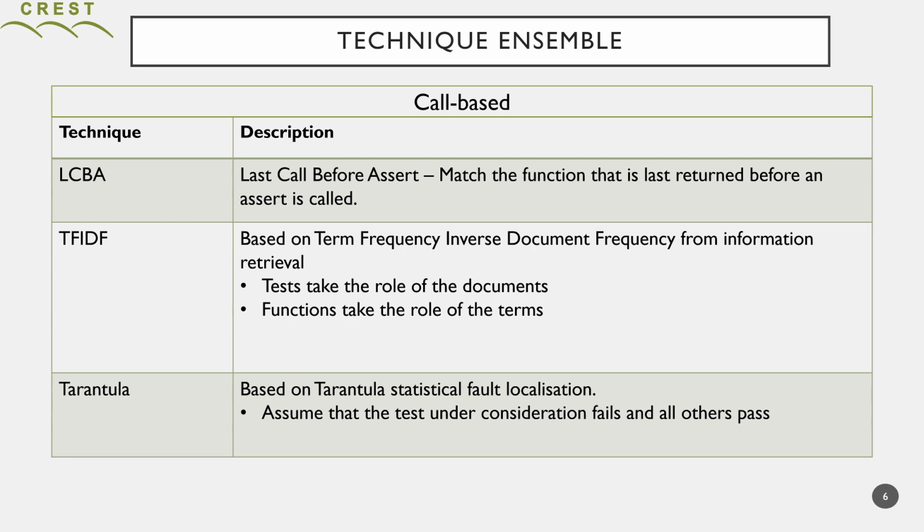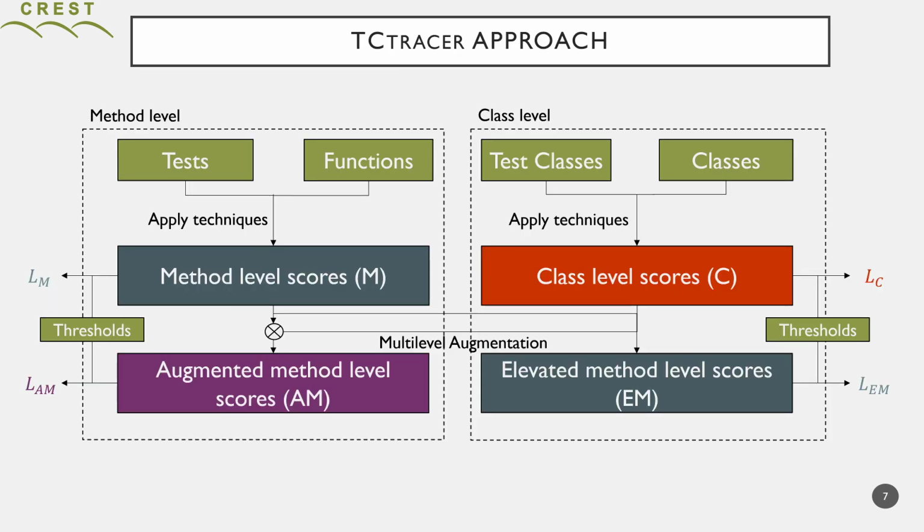We also have a technique based on Tarantula statistical fault localization, in that we assume that the test that we're trying to generate links for is the failing test, and all other tests pass, and then we utilize that technique to find the functions. So, the TCTRACER approach overall is split into the method level and the class level.